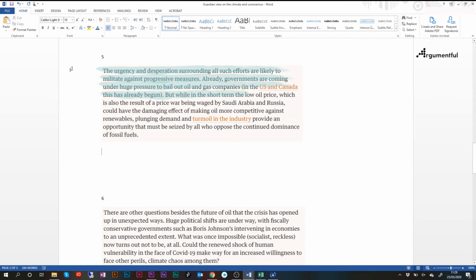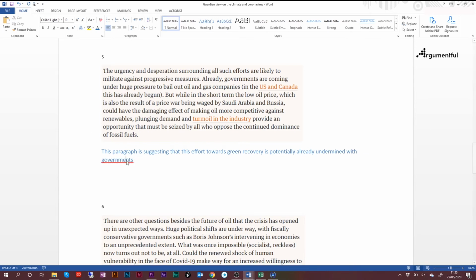But while in the short term, the low oil price, which is also the result of a price war being waged by Saudi Arabia and Russia, could have the damaging effect of making oil more competitive against renewables, plunging demand and turmoil in the industry provide an opportunity that must be seized by all who oppose the continued dominance of fossil fuels. To me, this paragraph is suggesting that this effort towards green recovery is already potentially undermined, with governments coming under pressure to bail out oil and gas companies. And some examples are offered, US and Canada.